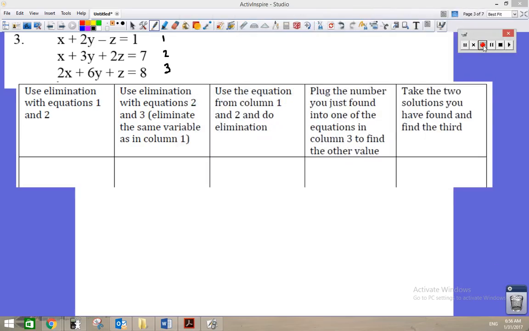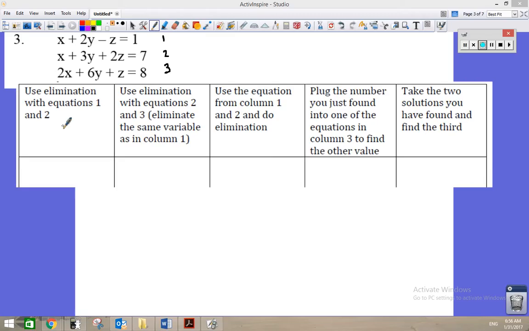Alright, so let's take a look at problem number 3 here. Let's number our equations 1, 2, and 3. Let's check and make sure that we have a column of x's, a column of y's, a column of z's, and the constants are all on the right-hand side. We're going to use this chart that Mrs. Chambers made for us to try to tackle and get this solution.